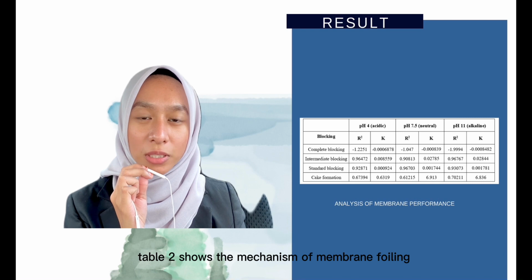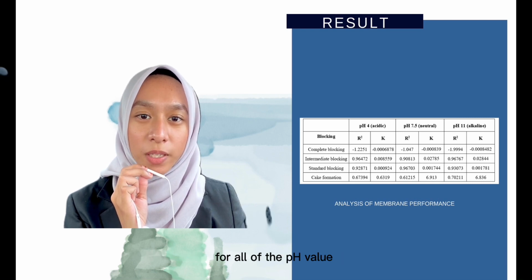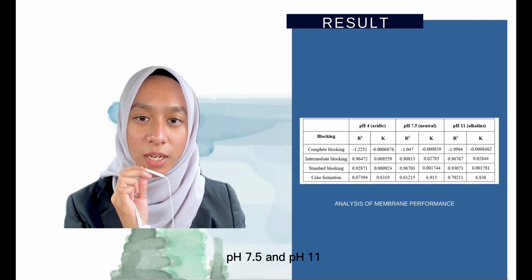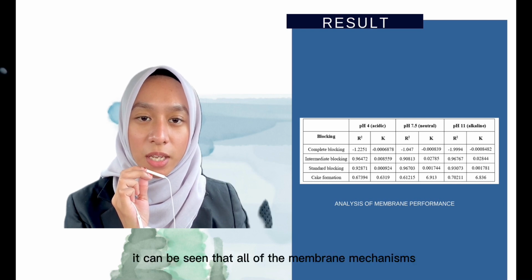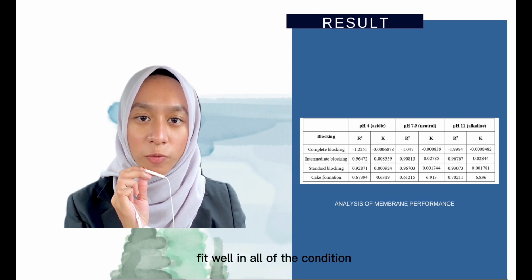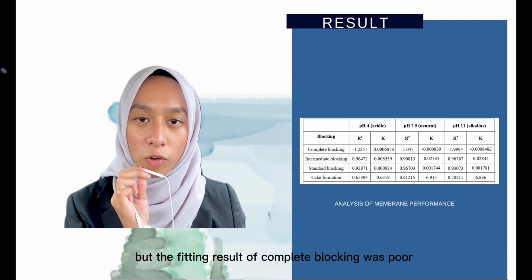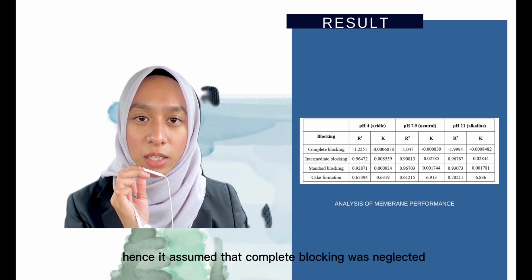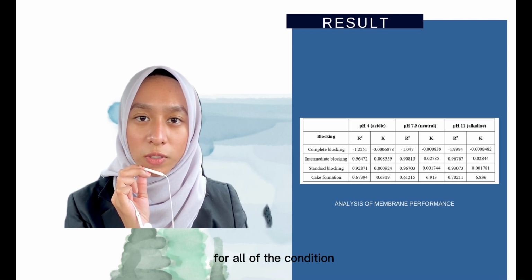Table 2 shows the mechanism of membrane fouling for all of the pH values, which are pH 4, pH 7.5 and pH 11. It can be seen that all of the membrane mechanisms fit well in all of the conditions, but the fitting result of complete blocking was poor because it has R2 less than 0.1. Hence, it is assumed that complete blocking was negligible for all of the conditions.